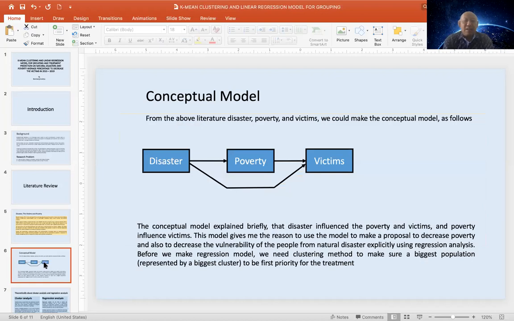Okay, continuing to the conceptual model. From the above literature on disaster, poverty, and victims, we could make the conceptual model as follows. Disasters influence poverty, poverty influences victims, and disasters also influence victims.